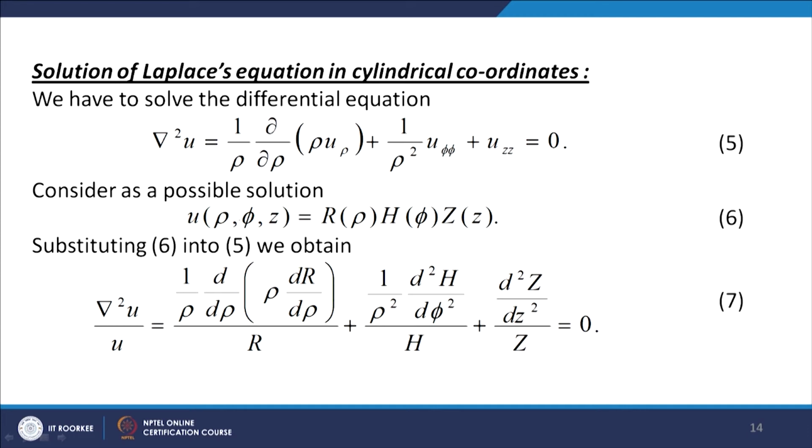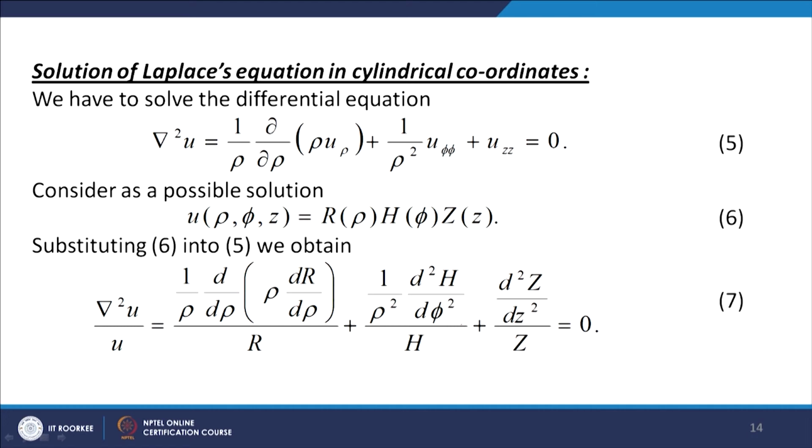When we substitute this solution u = R(ρ)H(φ)Z(z) into this equation and divide by RHZ, then what do we get? Del square u by u gives (1/ρ) d/dρ (ρ dR/dρ) over R, plus (1/ρ²) d²H/dφ² over H, plus d²Z/dz² over Z, equal to 0.